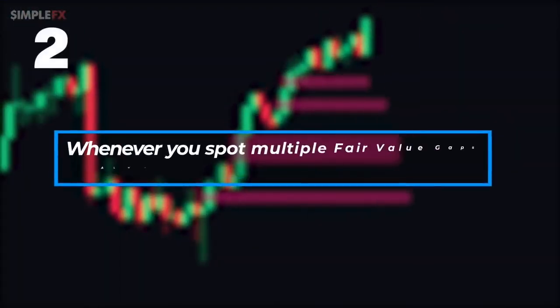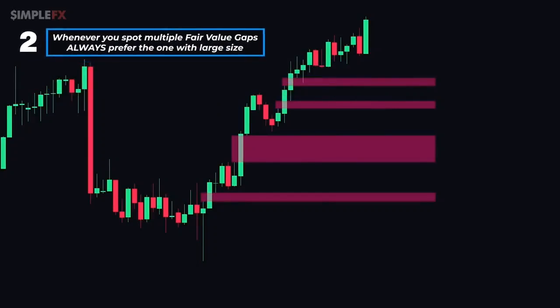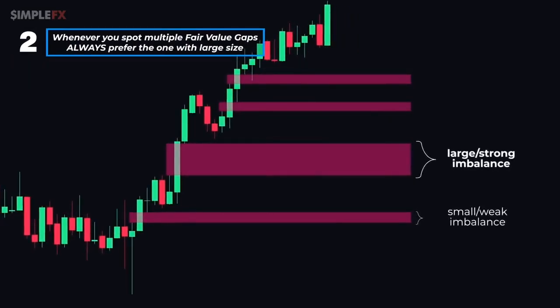Number 2. Whenever you spot multiple fair value gaps on one setup, such as this example, always prefer the ones with large size. Larger fair value gaps, such as this one, almost always work better compared to smaller ones, because they represent a stronger imbalance between buyers and sellers. This means they are more likely to act as stronger areas of support or resistance.